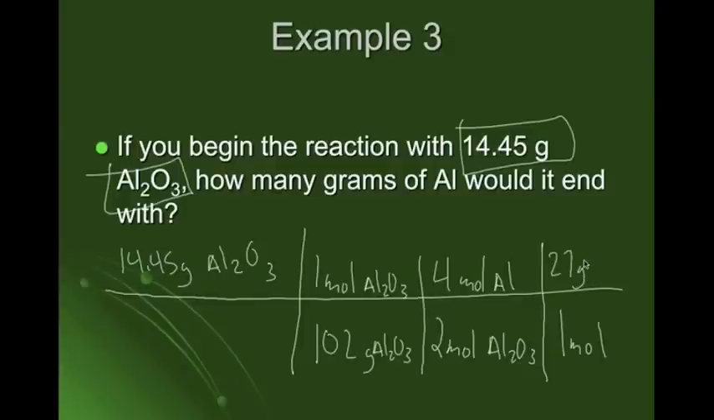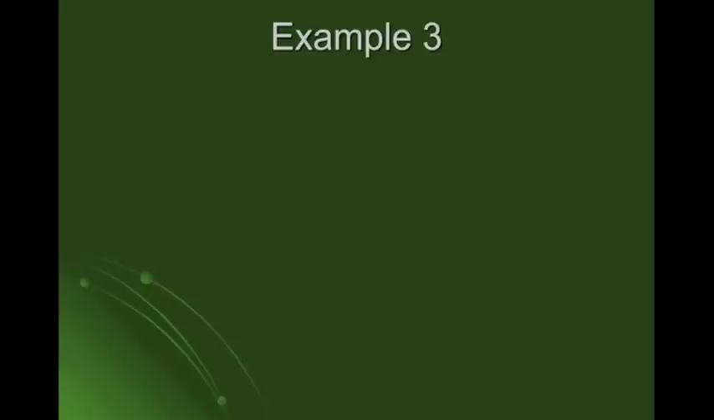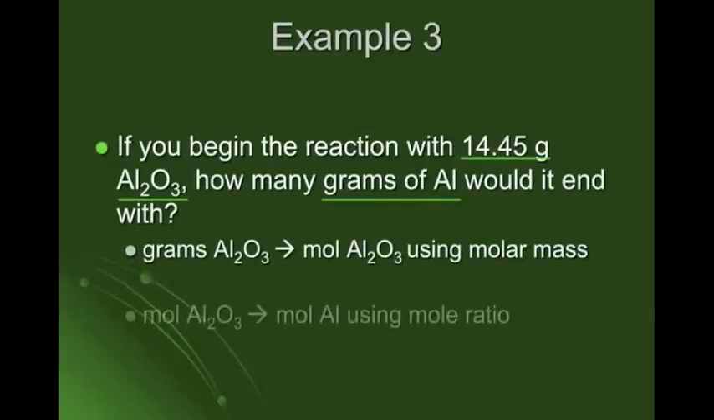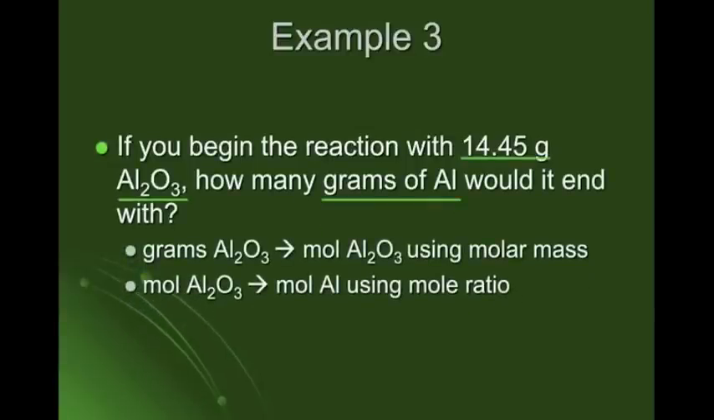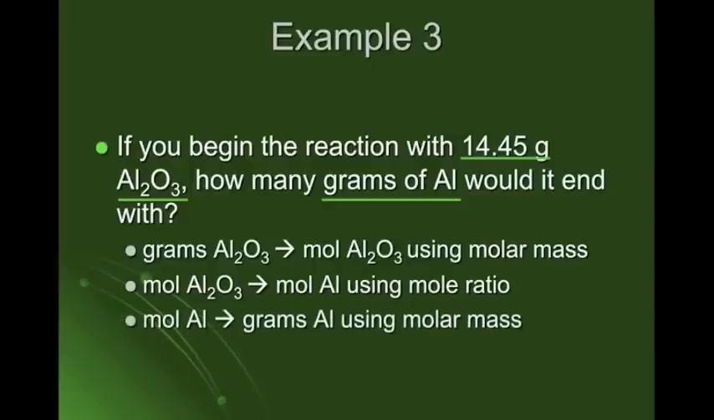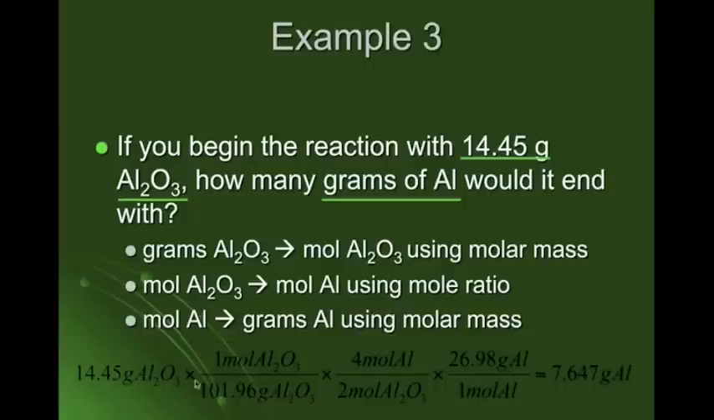We're going to go ahead and work it out nice and neat. Let's look at how it looks. We go from grams of aluminum oxide to moles of aluminum oxide, then moles of aluminum oxide to moles of aluminum, and then moles of aluminum to grams of aluminum. It looks like this. We see that that unit will cancel, then that unit will cancel, and then that unit will cancel, and we'll be left with the unit that we want, and we'll have 7.647 grams of aluminum.